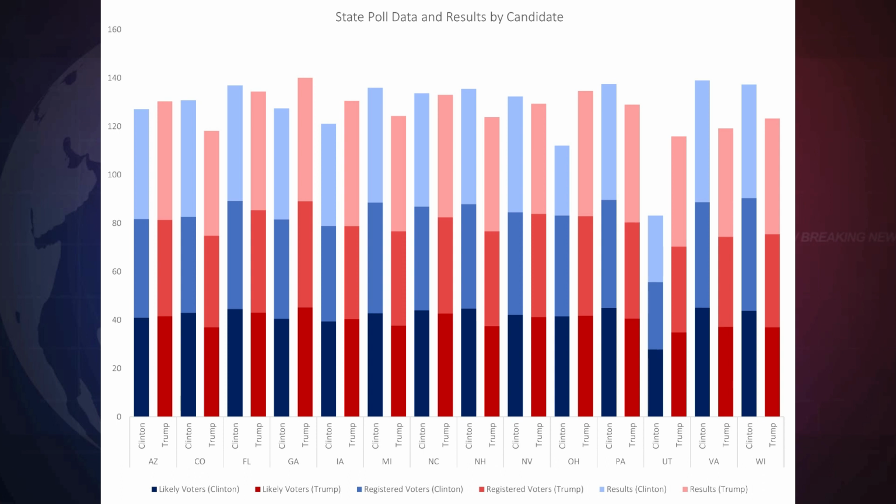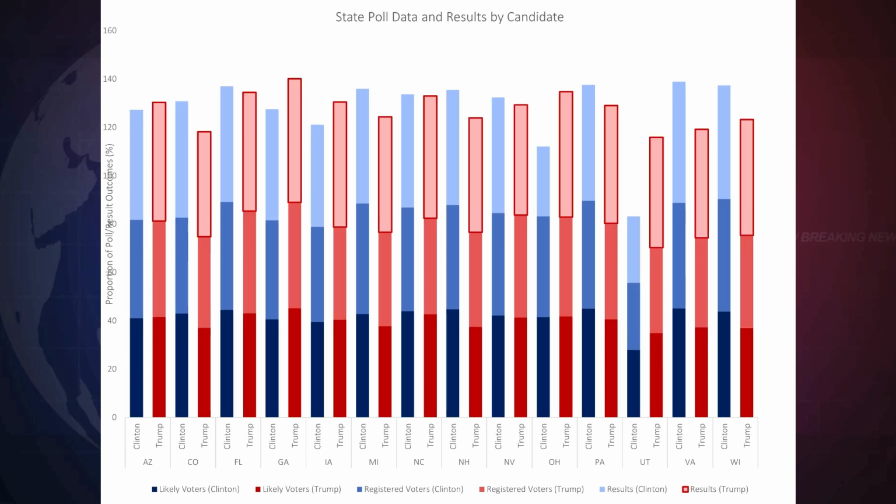Here we have a graph of key states that had very close races between Clinton and Trump. We are looking specifically at likely voters, registered voters, and actual results. We notice here that while most groups look proportionate to each other, we see consistently Trump's results bars look much bigger than his likely voters and registered voter bars.